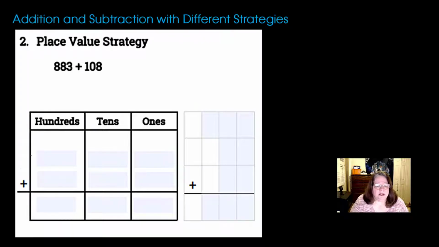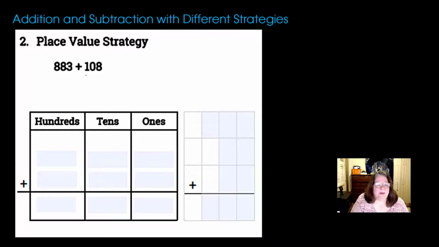Now notice there's little gray areas. That's for you to type in. I recommend doing it in a notebook first and then copying things over. It's hard to do the problem and look for keys on the keyboard at the same time. So that's my recommendation. For place value strategy, we decompose our add-ins into expanded form.